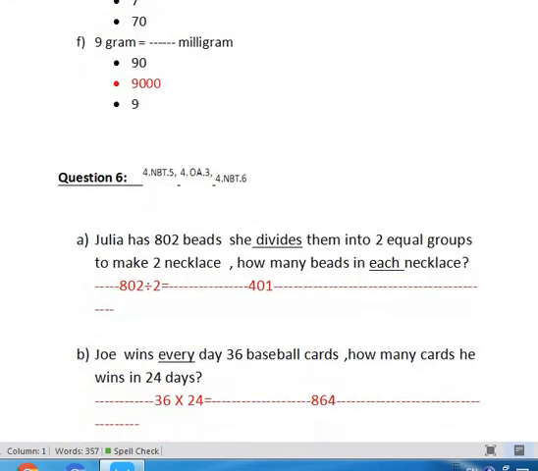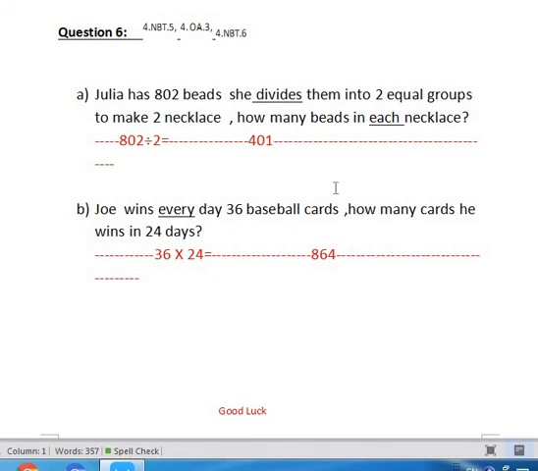Okay, this one: Julia has 802 beads. She divides them into 2 equal groups to make 2 necklaces. How many beads in each necklace? So 802 beads we wanted to divide, so divided by 2. 8 divided by 2 is 4, 0 divided by 2 is 0, and 2 divided by 2 is 1.